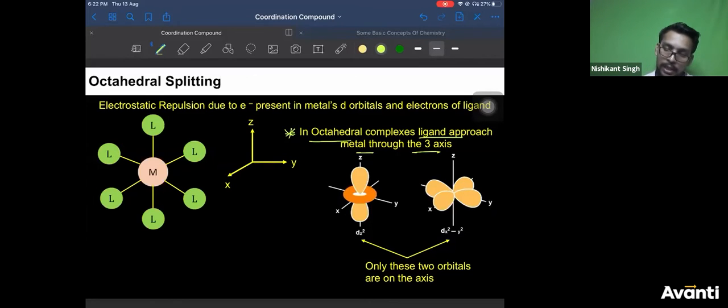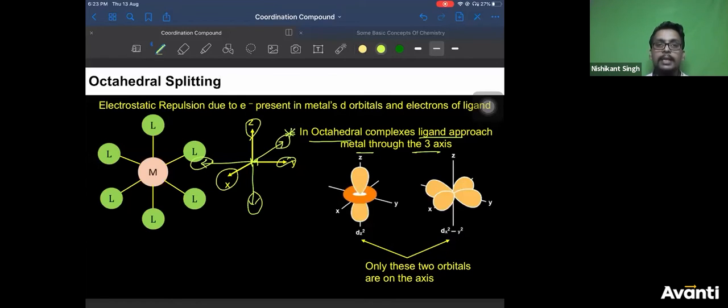What does that mean? If this is your 3 axis, where are the ligands going to come? There are 6 ligands. You assume your metal is in the center. So this is minus y-axis, minus z-axis, minus x-axis. One ligand will come along the y-axis, one along the minus y-axis, then z-axis, minus z-axis, x, minus x.